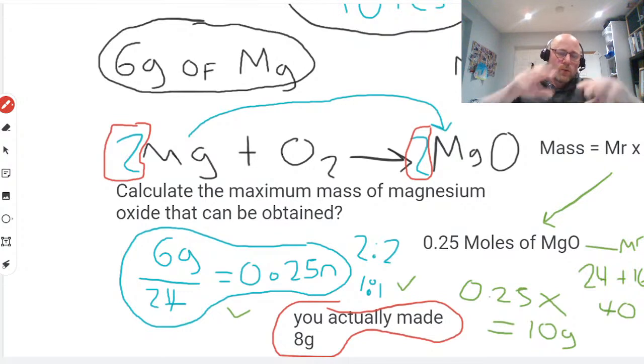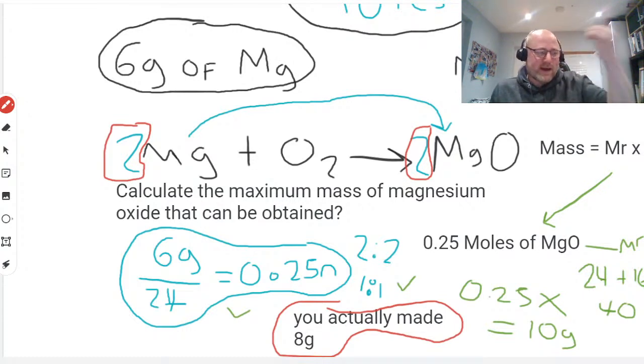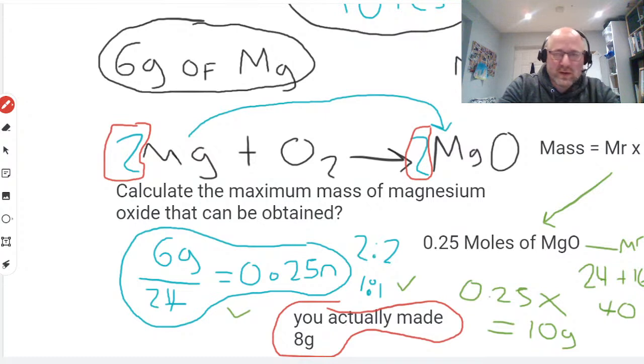They then follow up. We call this reacting mass. You do this reacting mass equation to work out what you should make. If you've got yield in your exam board, they'll hit you with yield afterwards to say you actually made this, and then you divide that. Yeah, it's 80%. Well done, Ahmed. It's 8/10 times 100, and you got 80%.